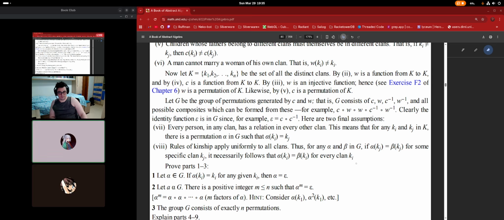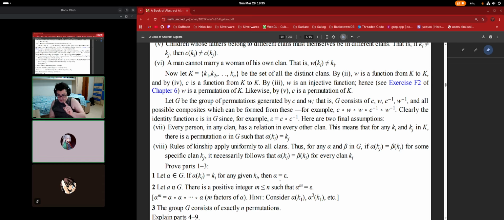It is 7 actually. No, it's actually the point between 6 and 7, where we're defining G, you see? Let G be the group, blah, blah, blah. It's generated by C and W, yeah. No, it is written in 7. There is a permutation alpha in G. And because of what Tevo said, the relation here must be some sort of marriage relation. And then it does apply that you cannot marry people from your clan. And then yes, then it holds that alpha must be epsilon.